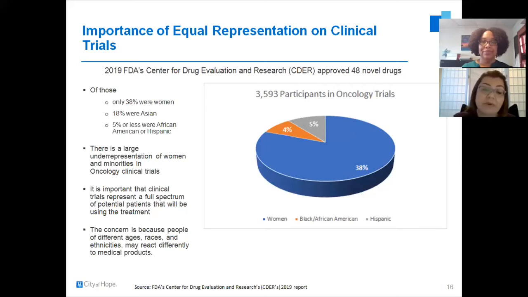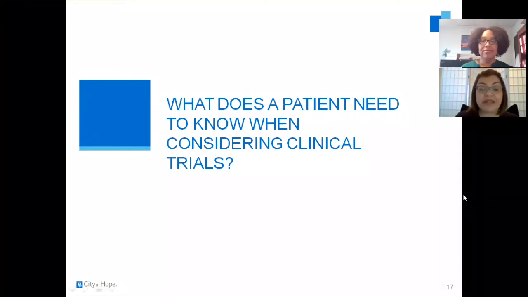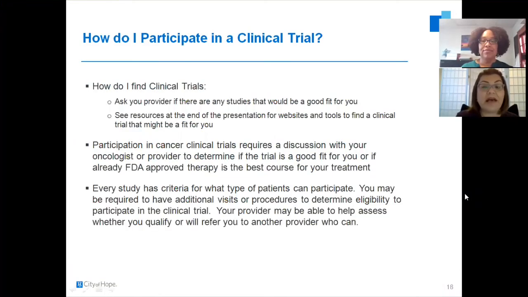So it's really important that we get our underrepresented populations to participate in clinical trials. Our next topic is going to be what a patient needs to know when considering clinical trials. How do I participate in a clinical trial?